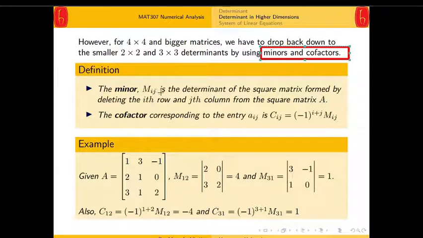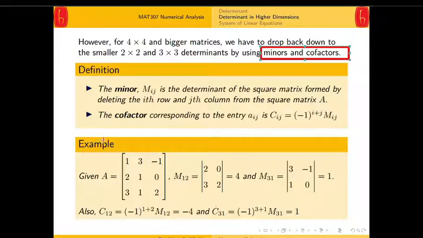So we have Mij, it means delete row i and column j, and then take the determinant of the remaining matrix. Also, the cofactor will be similar to the minor, but this time we have either a positive or negative sign. So if i plus j is an even number, then we have the positive minor itself, or if i plus j is an odd number, then it will be the minus minor itself. Okay, so the cofactor will be this.